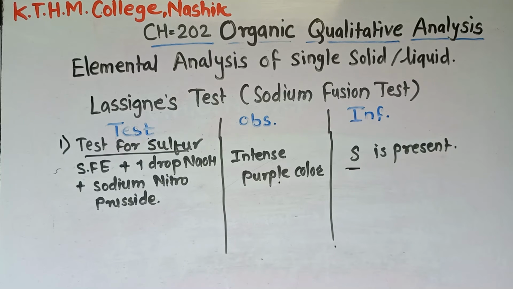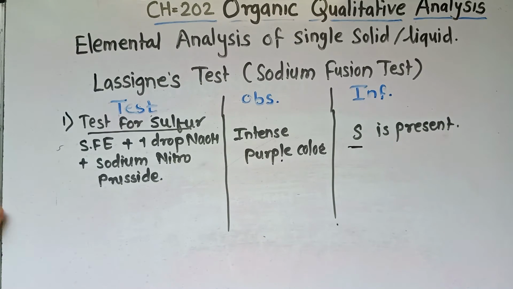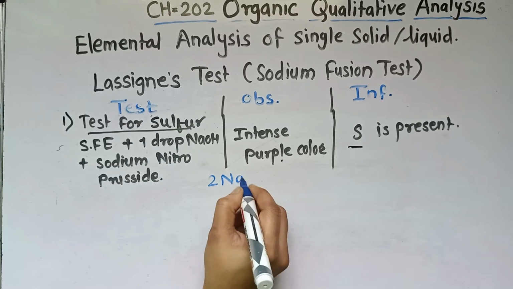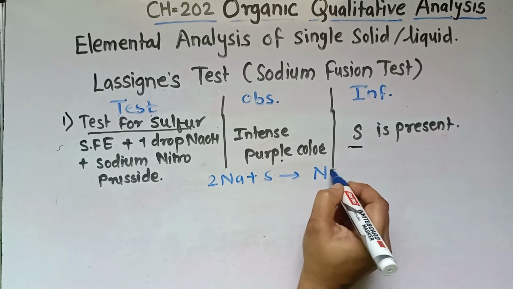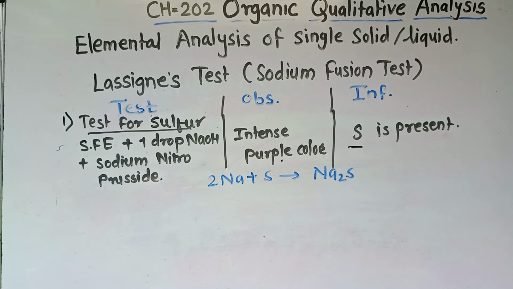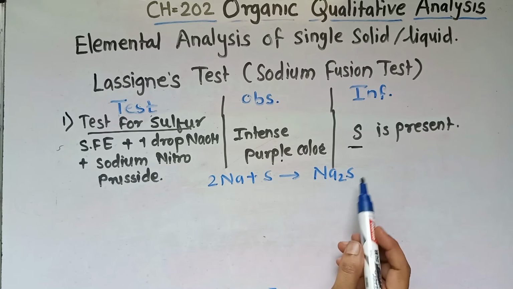In this way, the test for sulfur is done. Then what is the exact reaction that happens when we perform the test for sulfur? We discuss that now. When sodium reacts with sulfur, it forms Na2S. This Na2S is in ionic form, so it forms 2 Na+ and S2-.